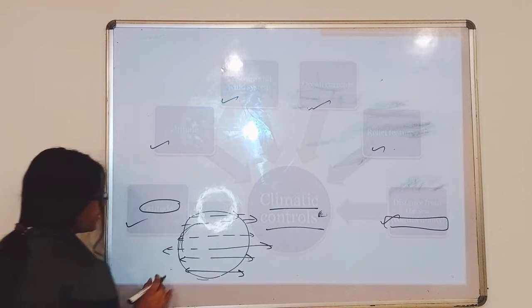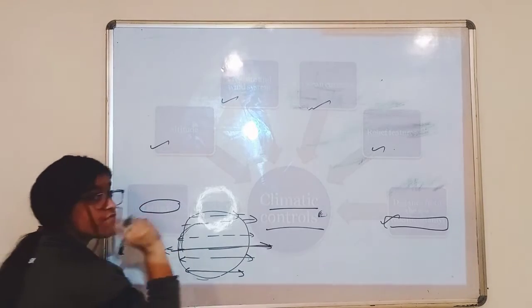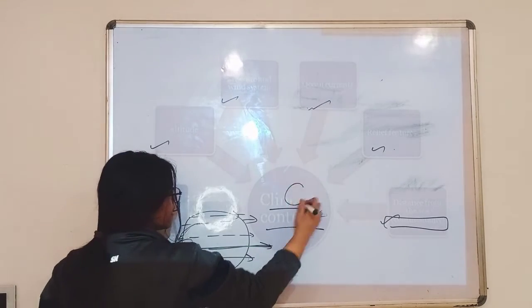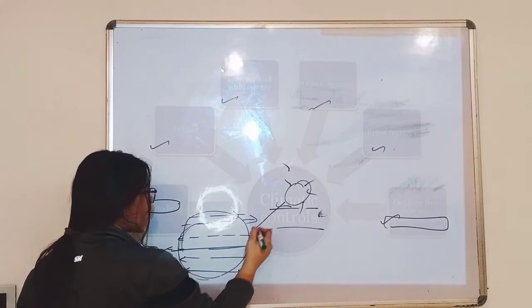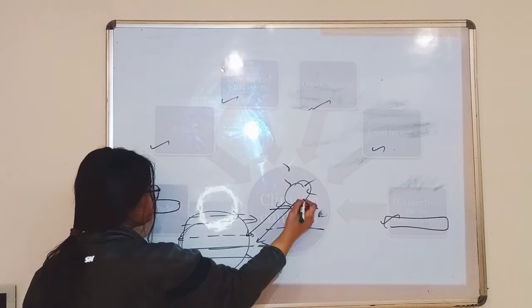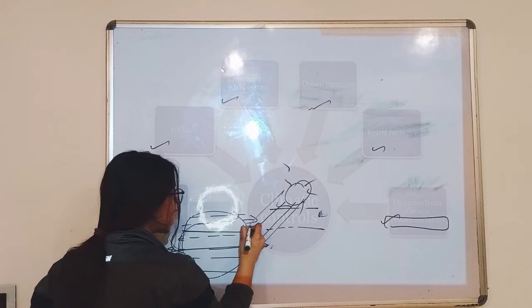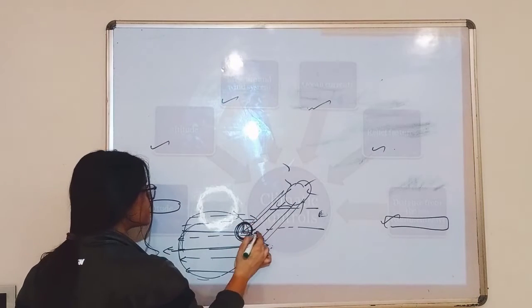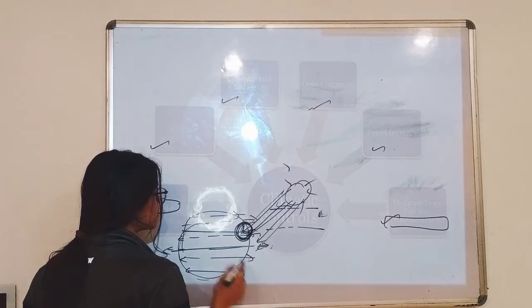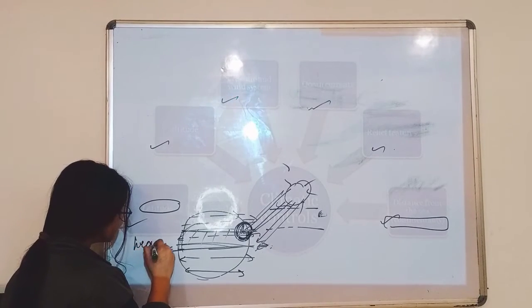These are the latitudes, okay? And kya hota hai? It's a very important lesson. Here is my sun, for example, and the sun rays, they come like so. Ab dekho, jo bhi latitude idhar hoegi, jo sun ke zyada near hogi, that latitude will get more sunlight. Means it will get more heat.